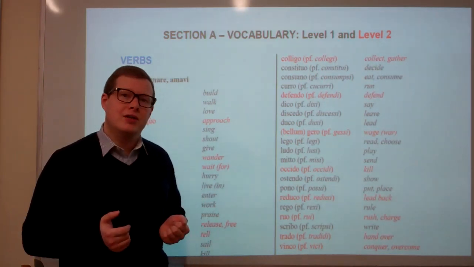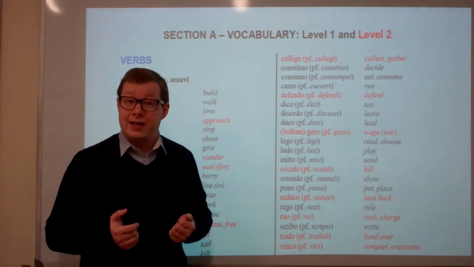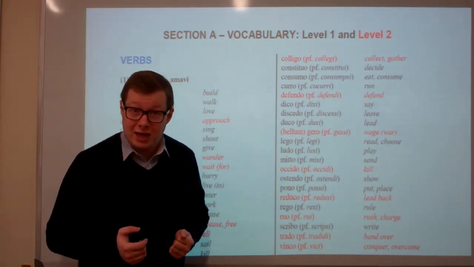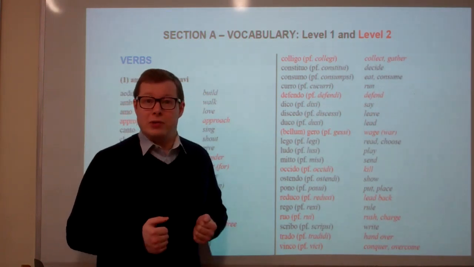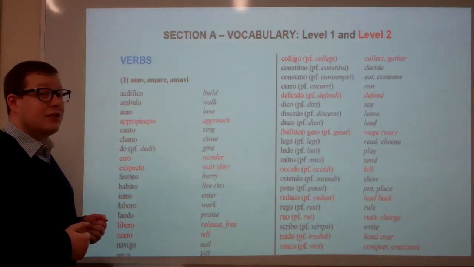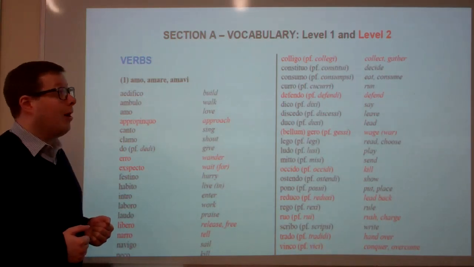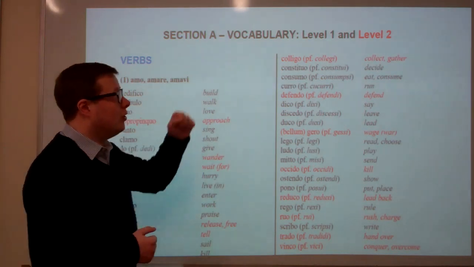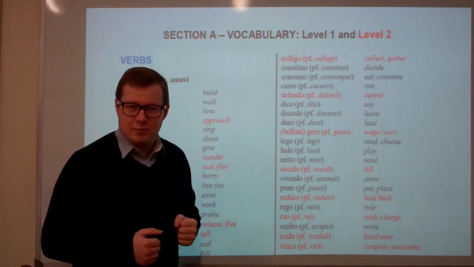And if you look underneath this video, you'll find a link where you can download a copy of this PDF if you don't already have one. First of all then, section A, from pages 5 through to 9, consists of all the vocabulary required for level 1, printed in black ink, and level 2, printed in red.